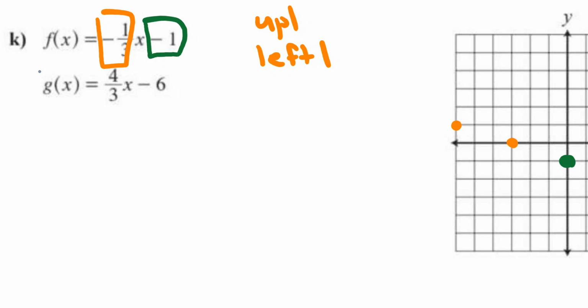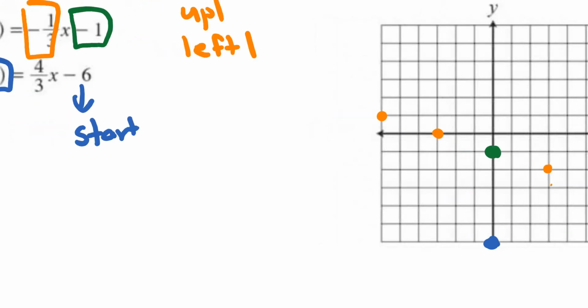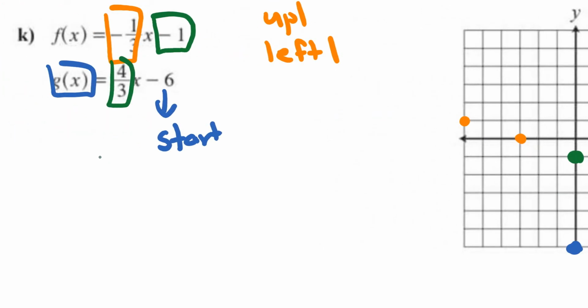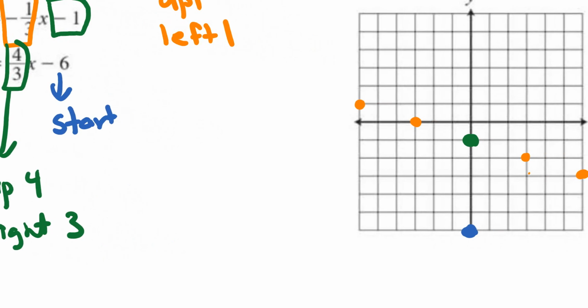For the second graph, g of x here, this is my y-intercept, which is -6. So let's go ahead and find that. -6 is somewhere down here. That's 2, 3, 4, 5, 6. So this is -6 right there in blue. And then from that point there, my slope here is 4 over 3. So this just means you're going up 4. Remember, we always go up first, and if it's positive, then you go right. So up 4 and right 3.